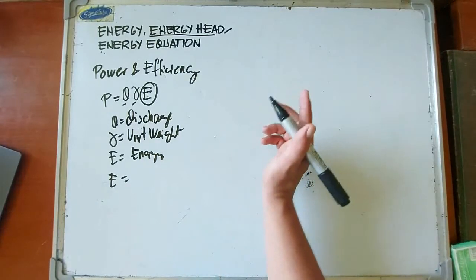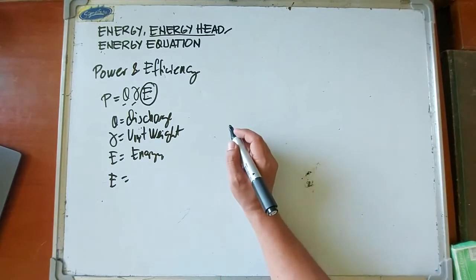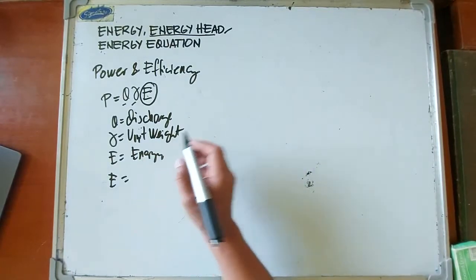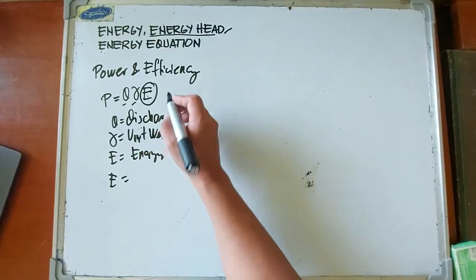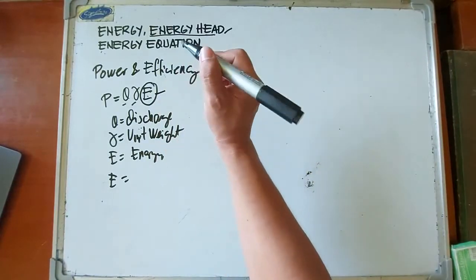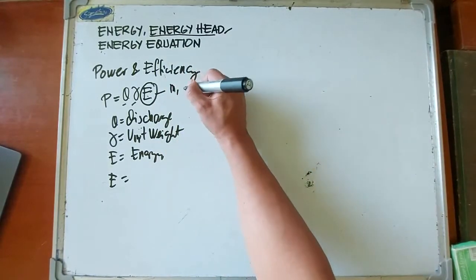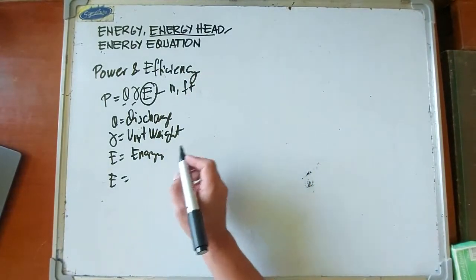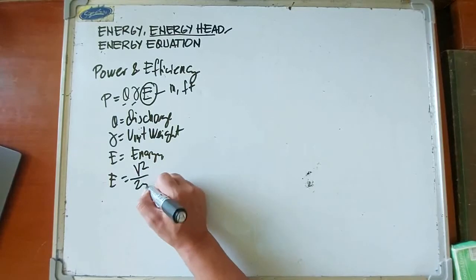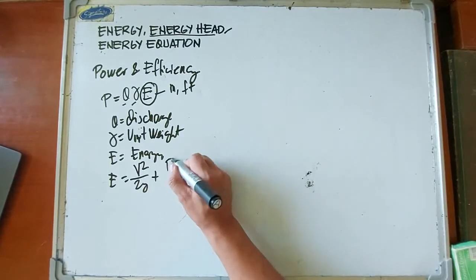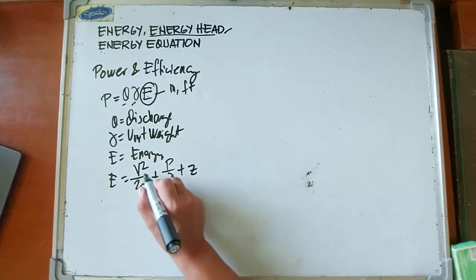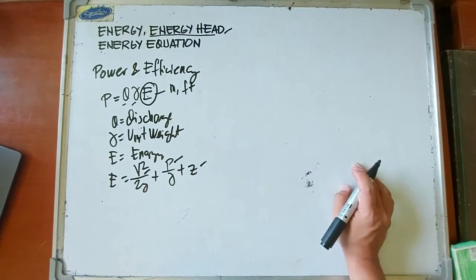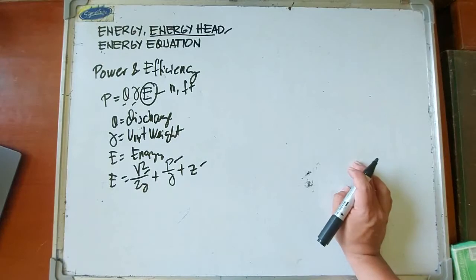So energy is the sum of all energy involved in the flow of liquid. By the way, energy here is in terms of a linear quantity. It can be in meters or in feet and so on. So E is equal to V squared over 2g plus P over gamma plus Z: the velocity head, the pressure head, and the elevation head. That is power.